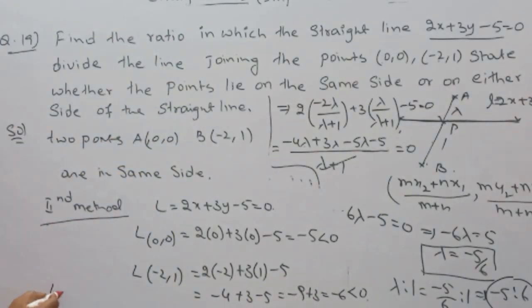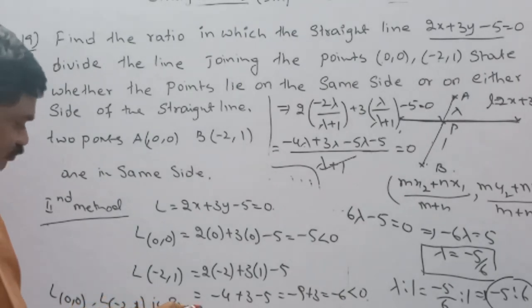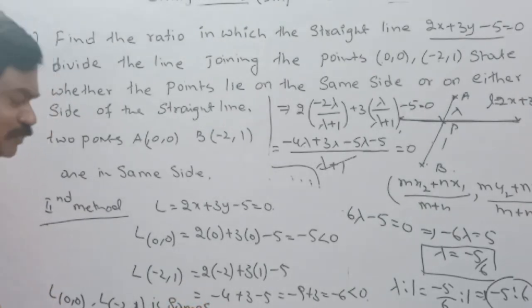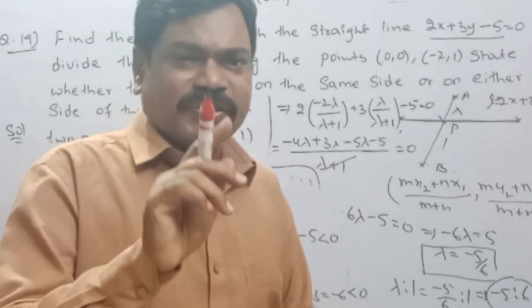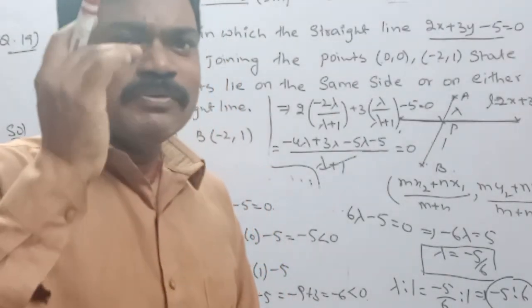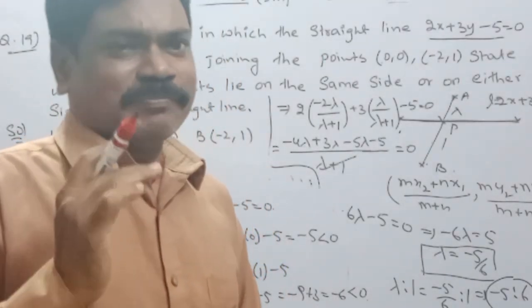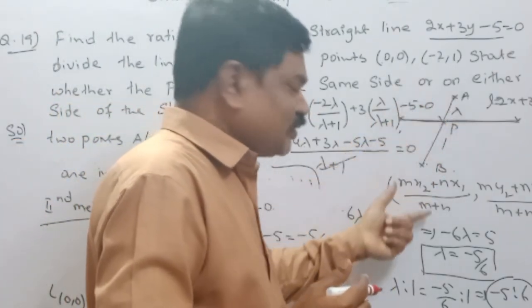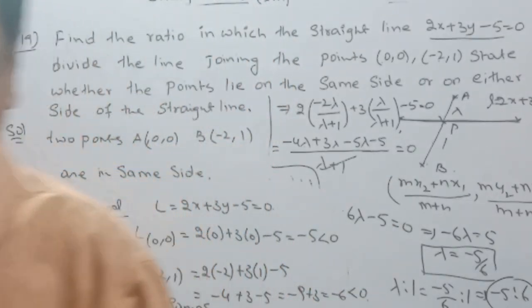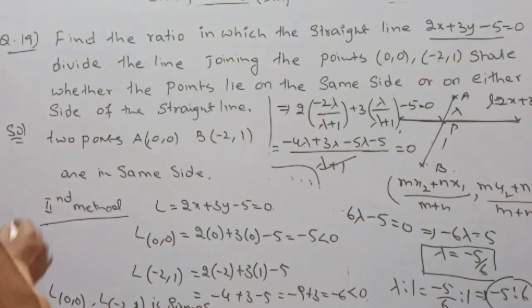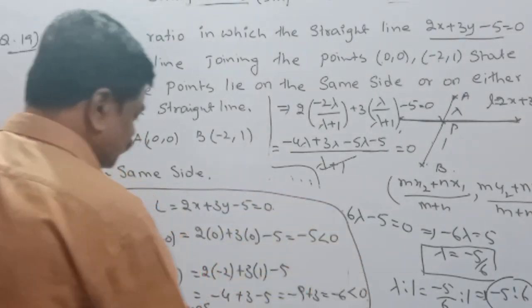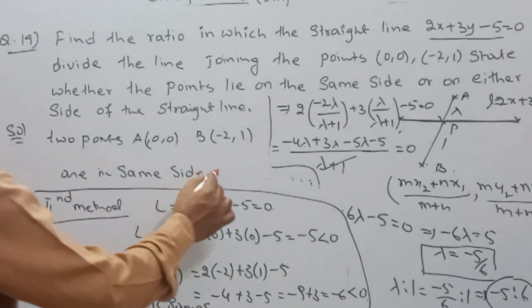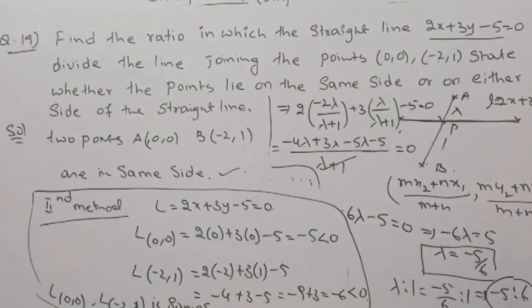Then L of 0 comma 0 and L of minus 2 comma 1 have the same sign. If these two have the same sign, then we say the 2 points are on one side of the line. Okay, all of you? That's all. So this is the second method, or you can follow the first one. Okay, all of you? That's all.